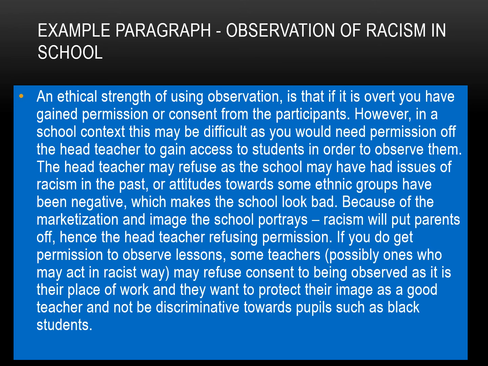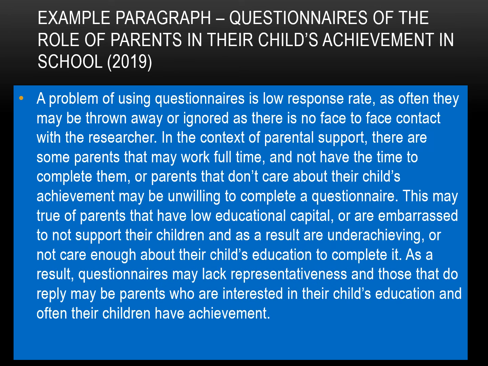Okay, so hopefully that's given you some ideas about how you might answer a question using observation of racism. So let's have a look at example number 2. This one is about questionnaires on the role of parents in their child's achievement in school. The biggest problem of using questionnaires is low response rate, because people throw them away, they ignore them, because there's no face-to-face contact with the researcher. You're under no obligation to fill it in.